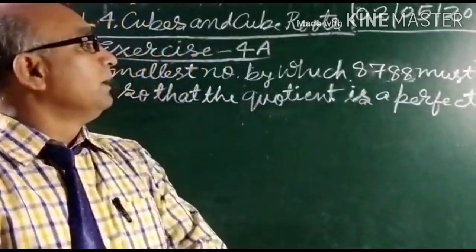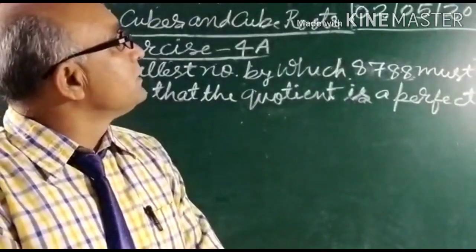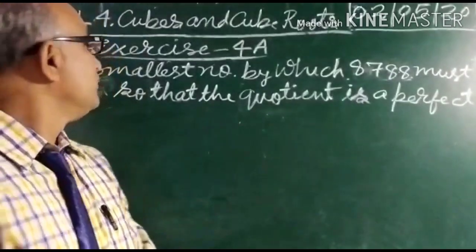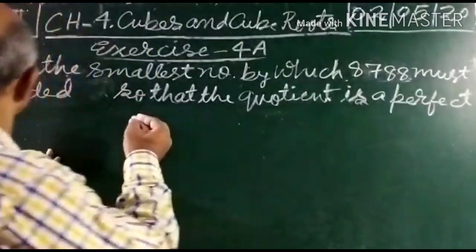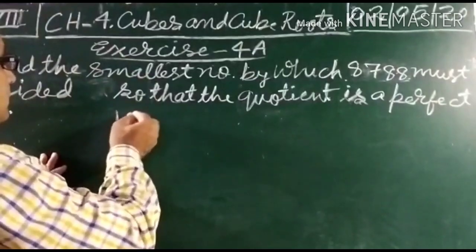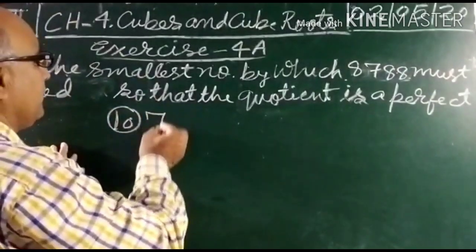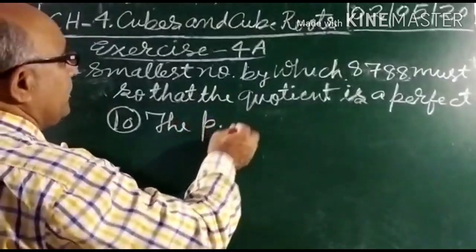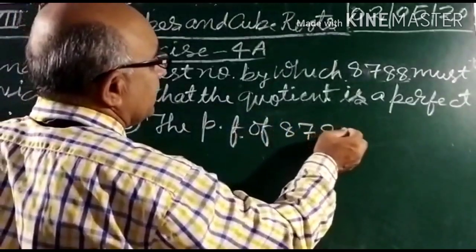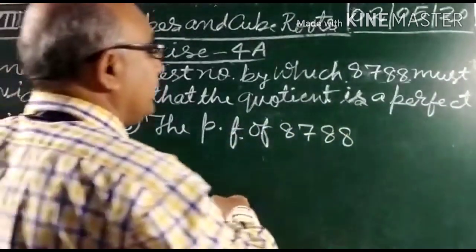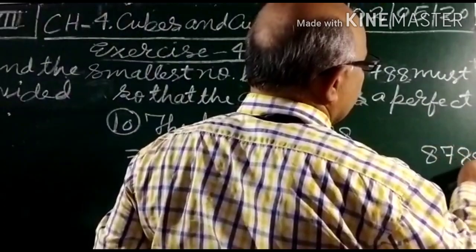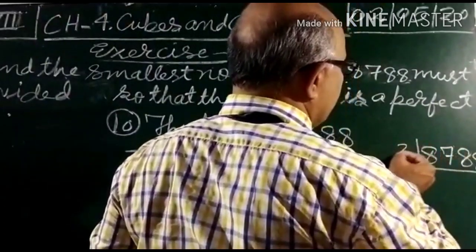Now question number 10, write on this board. Find the smallest number by which 8788 must be divided so that the quotient is a perfect square. So, question number 10. First of all, find the PF of 8788.